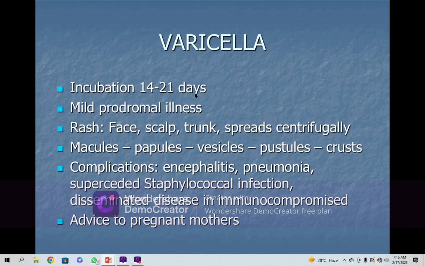But it's a varicella infection, chickenpox. Incubation period is 14 to 21 days. It is a common infection. Mild prodromal illness.